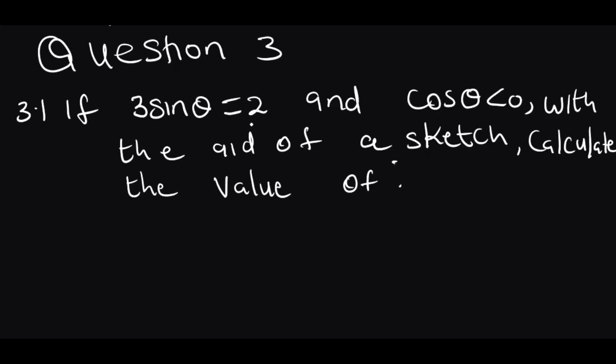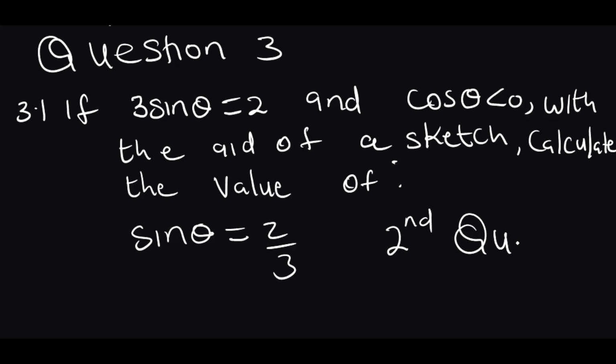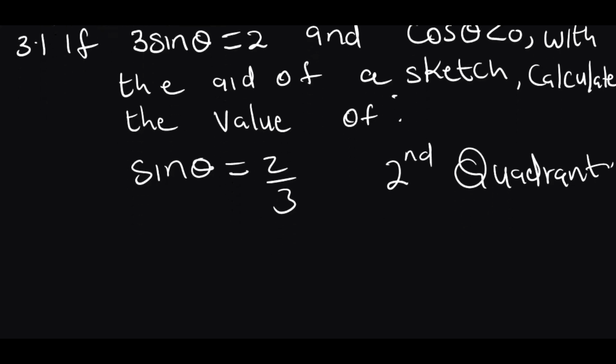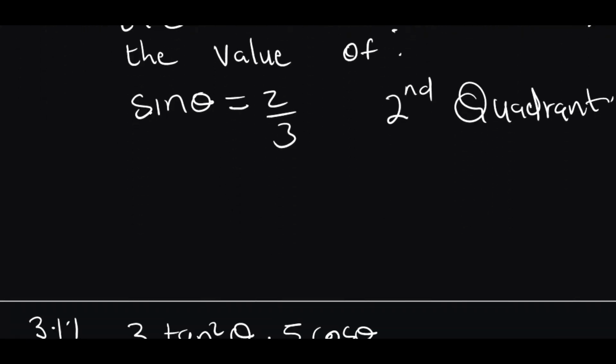Let us simplify this first. If we divide both sides by 3, we will have sine theta equals 2 over 3. Now we need to look for a quadrant where sine is positive while cos is negative. That is the second quadrant. Now let us draw the diagram. Okay, we will have a diagram like this.